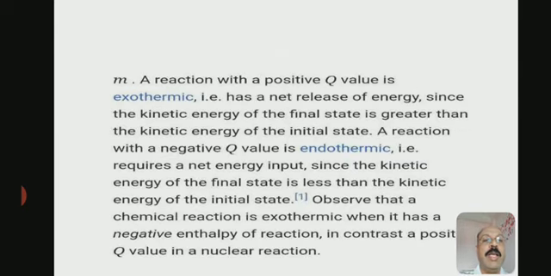A reaction with a positive Q value is exothermic, that is, it has a net release of energy, since the kinetic energy of the final state is greater than the kinetic energy of the initial state. A reaction with a negative Q value is endothermic, that is, it requires a net energy input, since the kinetic energy of the final state is less than the kinetic energy of the initial state. Observe that a chemical reaction is exothermic when it has a negative enthalpy of reaction. In contrast, a positive Q value in a nuclear reaction means exothermic.